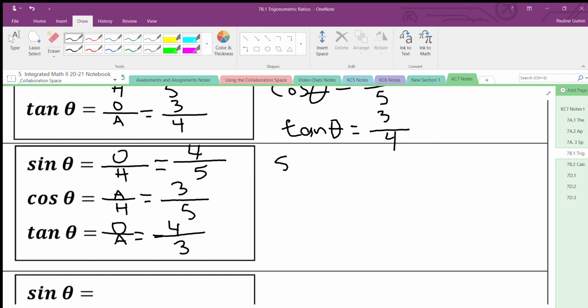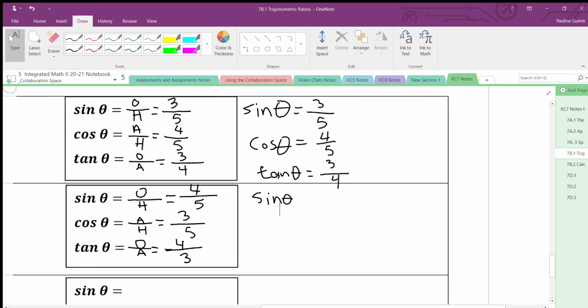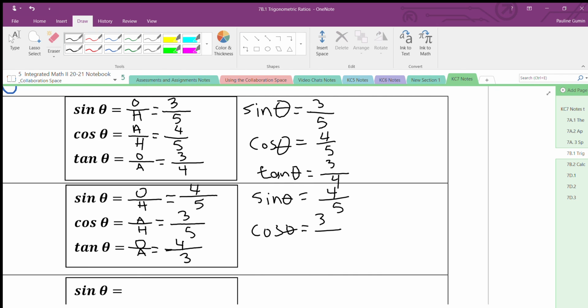So in this case, in this theta, when I asked for sine, you'll say it's 4/5. If I asked for cosine, you'd say it's 3/5. And if I asked for tangent, you'd say 4/3.